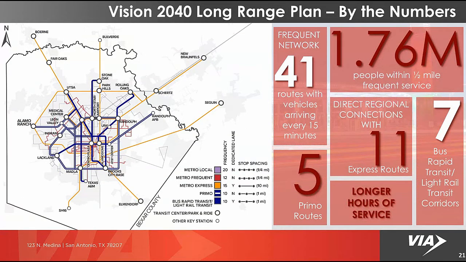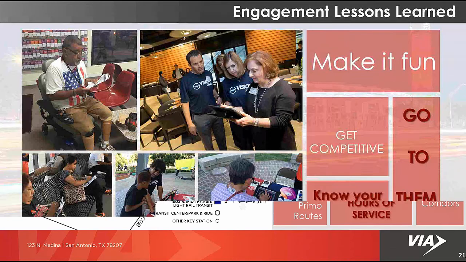So our plan ended up with 41 frequent routes that arrive every 15 minutes or better. This plan provides frequent service to 1.7 million people in 2040. We have 11 express routes, 5 Primo routes, which is a high-frequency bus route, and 7 bus rapid transit and light rail corridors, and then longer hours of service. It's a big, bold plan, and it's reflective of what the community demands in the future.